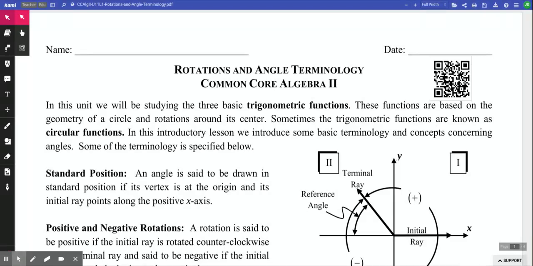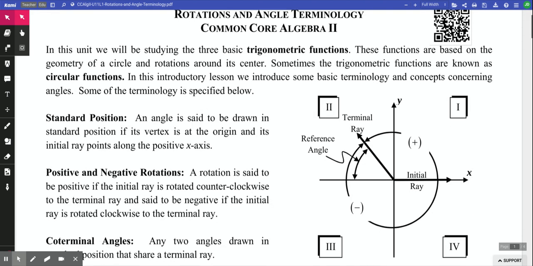Hello, everybody. So, the next section here, rotations and angle terminology. We're going to be talking about drawing some angles in on coordinate axes. Now, it seems a little weird. This is supposed to be the trig section, but you'll see over the next couple lessons how that's going to tie in. Now, when I say angle, remember what makes up an angle.